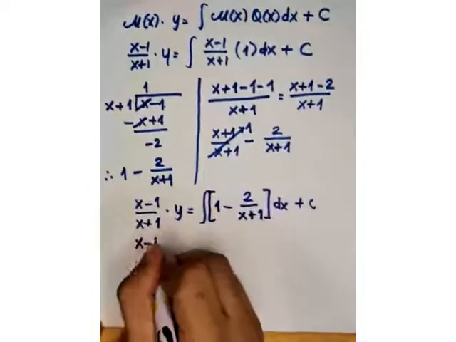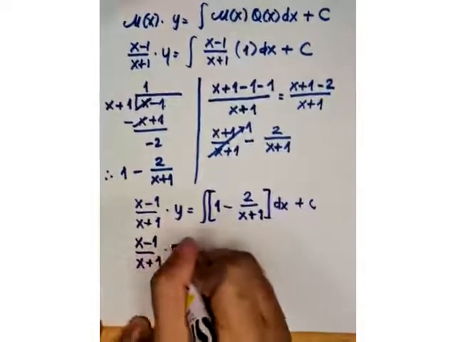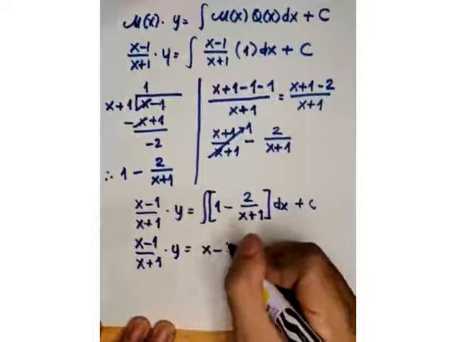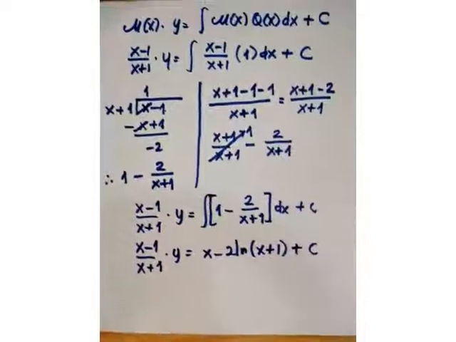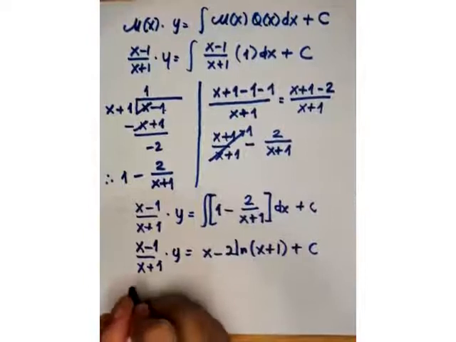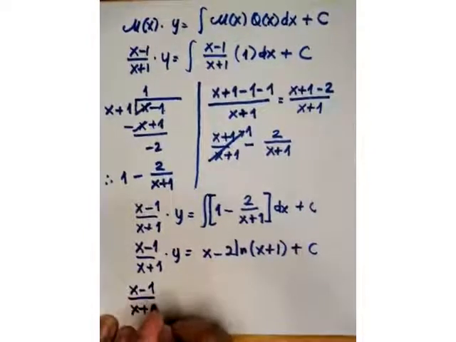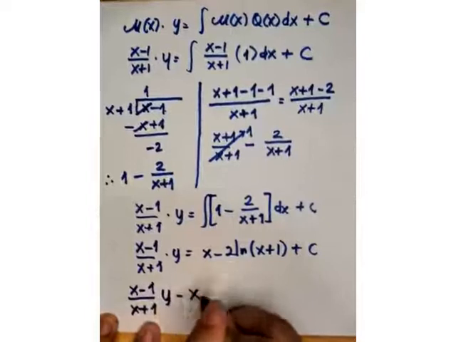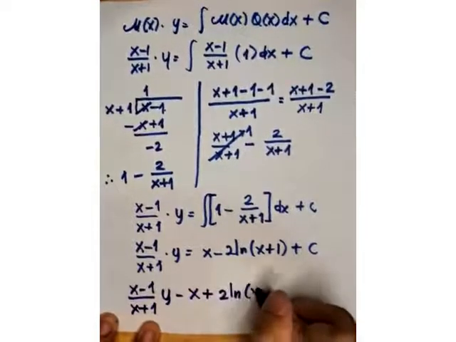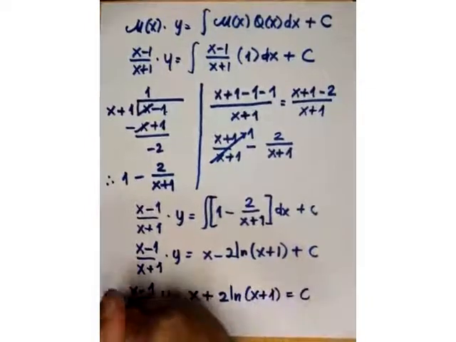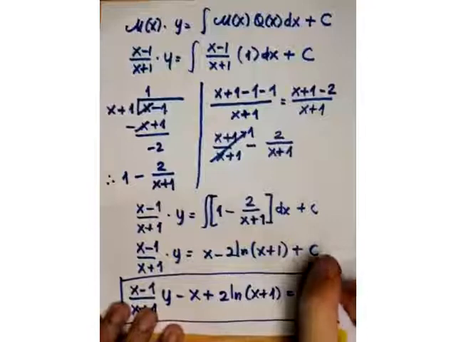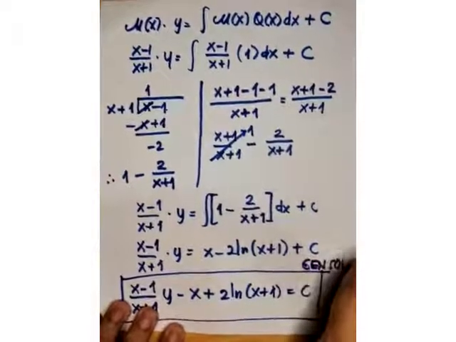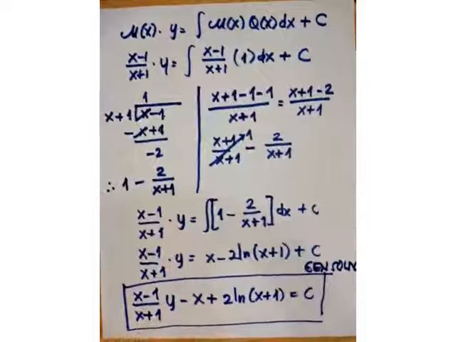Ayan. So, let's get the integral. So, that's equal to x minus 2 ln of x plus 1 plus c. Ayan. So, ang gagawin lang natin is transpose natin lahat sa kaliwa. So, that will be x minus 1 over x plus 1 y minus x plus 2 ln of x plus 1 is equal to c. So this is our general solution. Ayan. Okay?